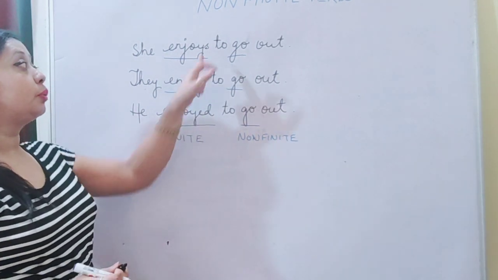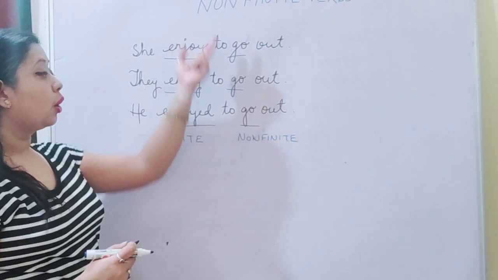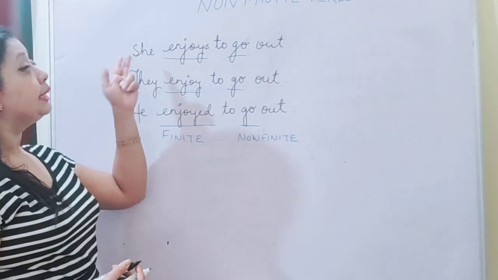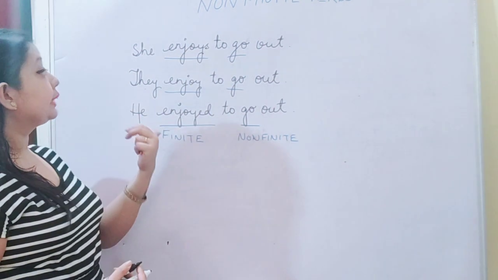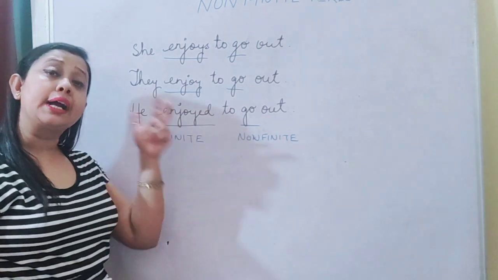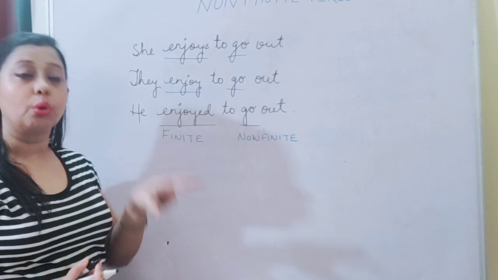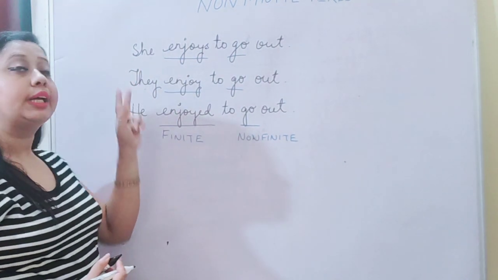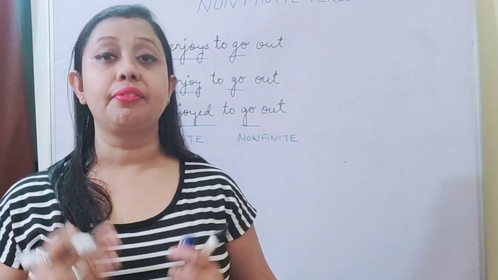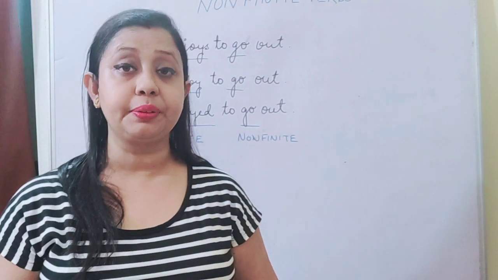Now, I can also remove this to go and I can write going. I can use the verb going in all these three sentences and they will remain the same. I can say she enjoys going out. I can say they enjoy going out and I can also say he enjoyed going out. So again in these three cases, if I change my verb from to go to going, it will not change according to tense, number and person. So you all have understood that the verbs which don't change their form according to tense, number and person are known as non-finite verbs.